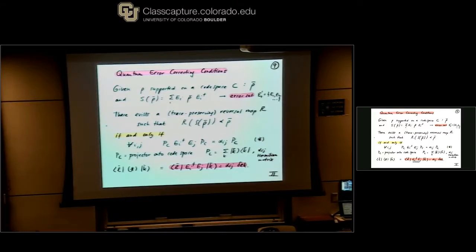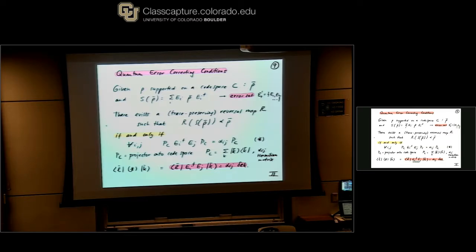Okay, so what we need is that for all i and j, where i can be equal to j but can also be not equal, I put E_i dagger E_j in the middle, with the projector onto the code space in front and after it. This should be equal to some matrix alpha_ij, which is Hermitian, times the projector onto the code space.